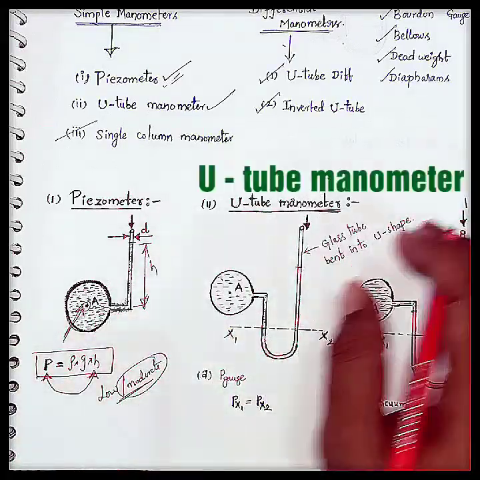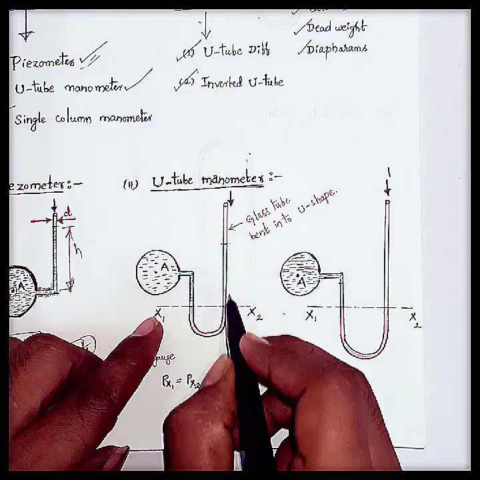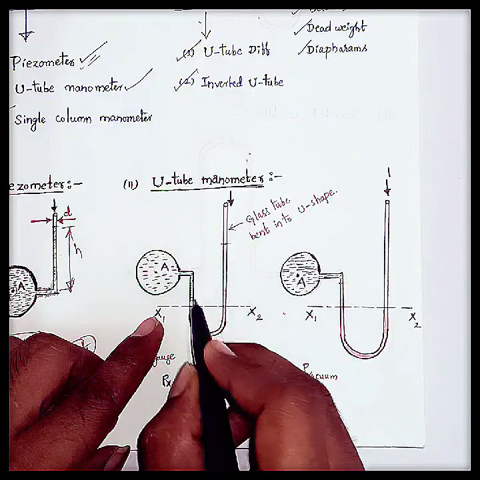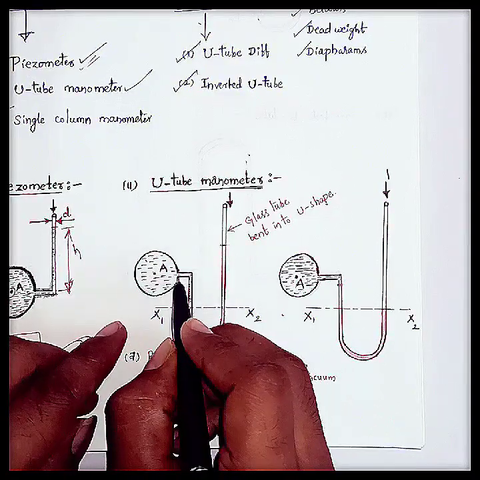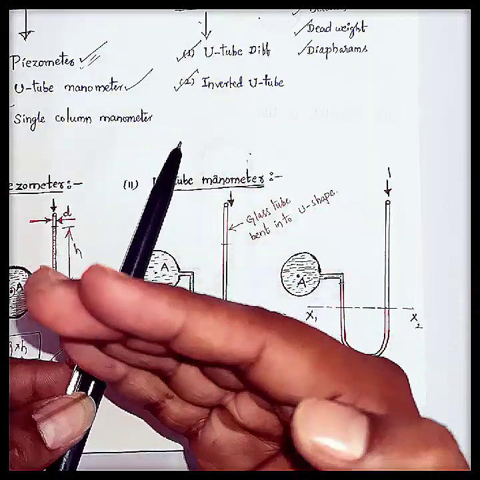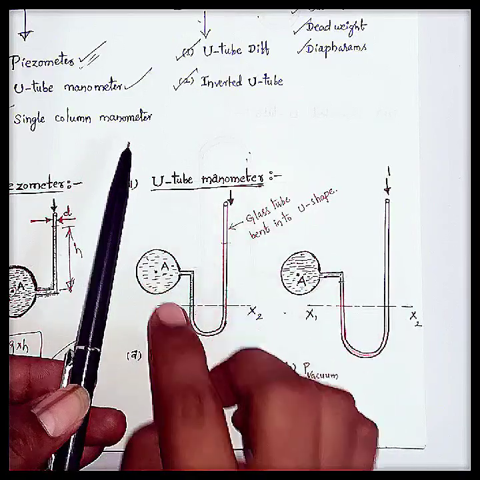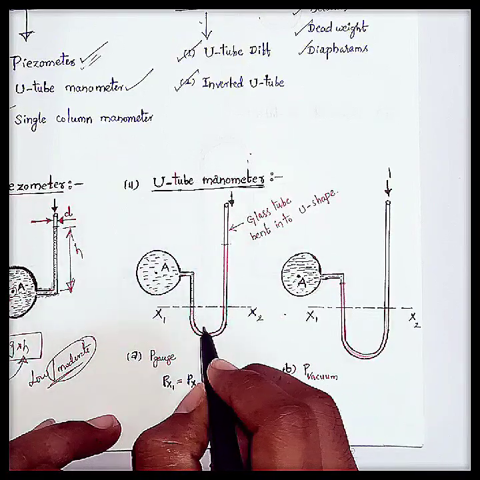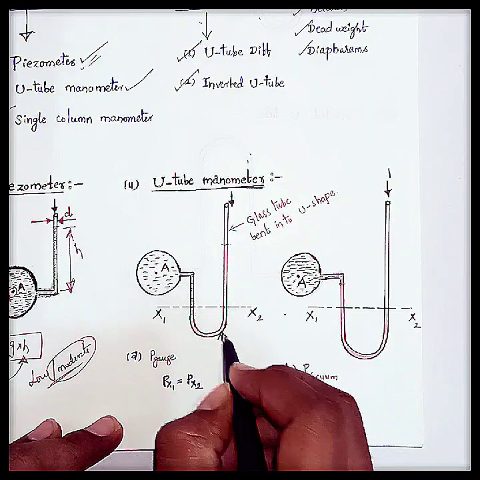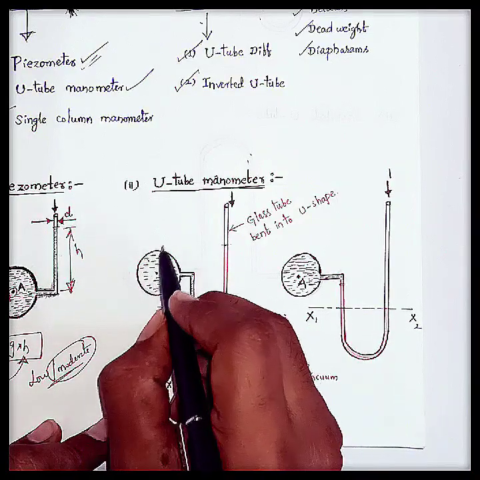If we see the U-tube manometer, the glass tube is bent into the shape of a U, and this glass tube is attached to this pipe which is carrying the fluid. I make one cross section like this and attach this U-tube manometer to this pipe. The red color which I am showing here is the manometric fluid, and the density of this manometric fluid is rho m, and the fluid present in this pipe is, let us consider, rho 1.